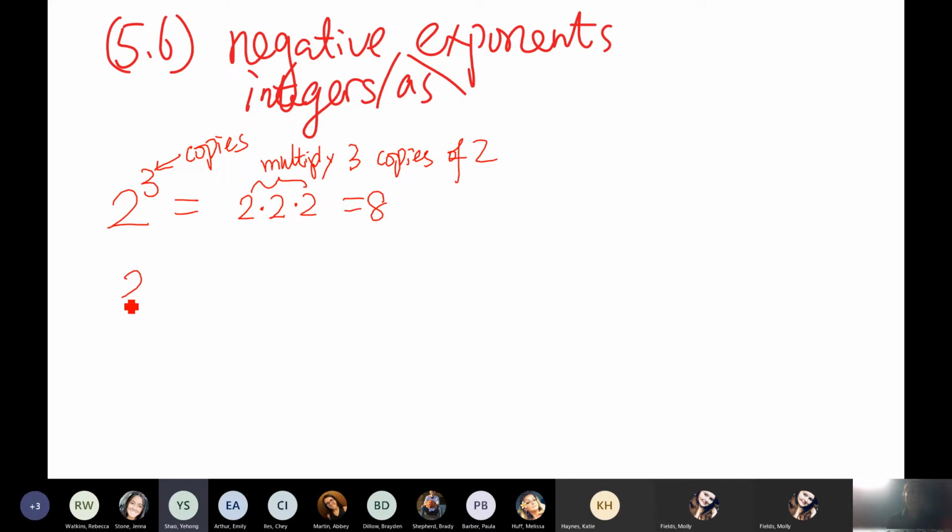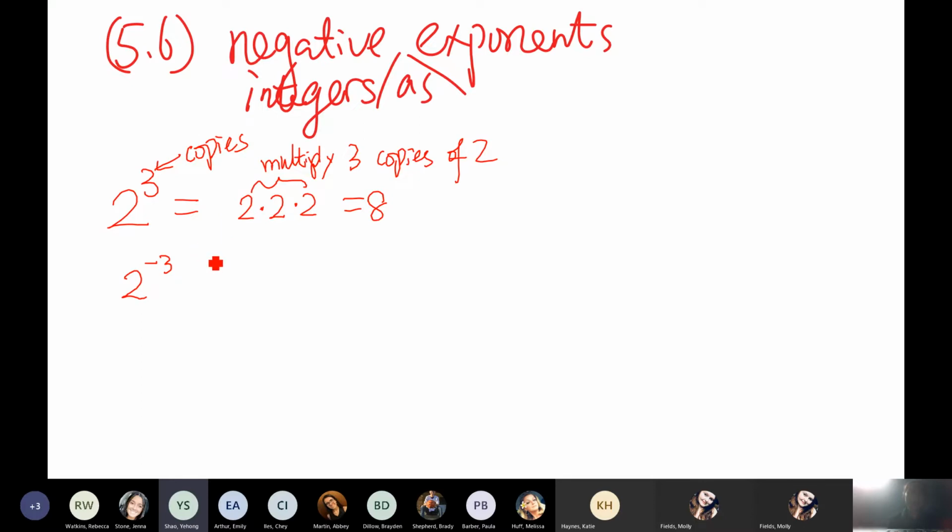But what if I give you a negative exponent, say 2 to negative 3? Well, unfortunately, we cannot use that idea, that the exponent means how many copies. It doesn't make sense to say, let's multiply negative 3 copies. How do we do negative 3 copies, right? 3 copies, it's 1, 2, 3, but negative 3 copies, we cannot do that, okay?